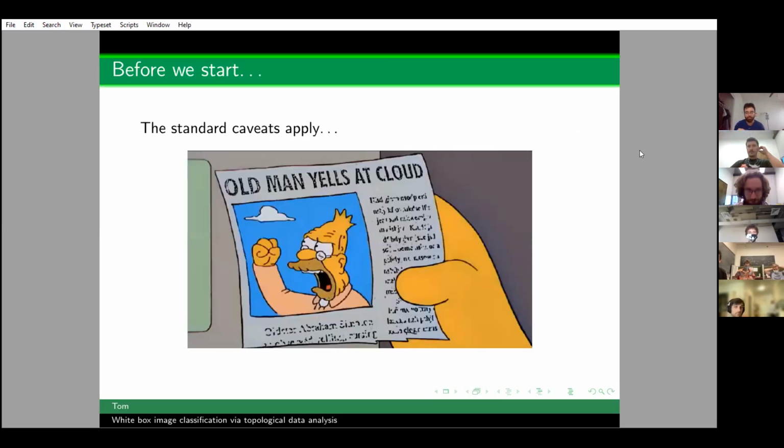So the usual caveats apply. I'm not a topological data analyst. I don't really know much about it. I just kind of read some of the papers. And also, I just like complaining about stuff at this point. So take everything that I say with a grain of salt.